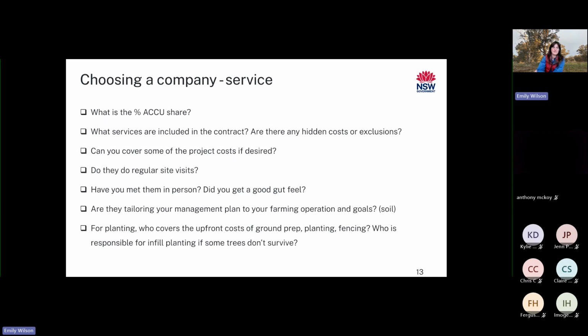Whether they're tailoring the management plan to your actual farming operation and goals, which is more relevant for soil, but for vegetation, it could be, if you want to create a more biodiverse planting, to make sure that they're taking that into consideration. And for planting projects, who covers the upfront costs of ground preparation, planting and fencing, and who's responsible for covering the cost of infill planting if you need to go out and put in some more trees.